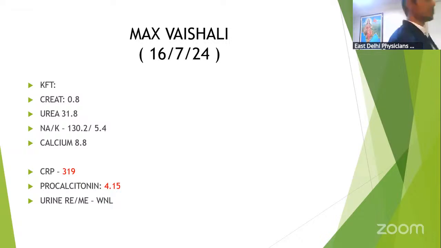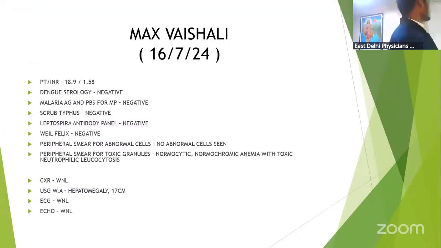The urine routine was normal. The INR was slightly deranged at 1.58. Dengue was negative, malaria was negative, and scrub, lepto, and Widal were also negative. The peripheral smear pointed towards sepsis with toxic neutrophilic leukocytosis. The chest hepatomegaly.